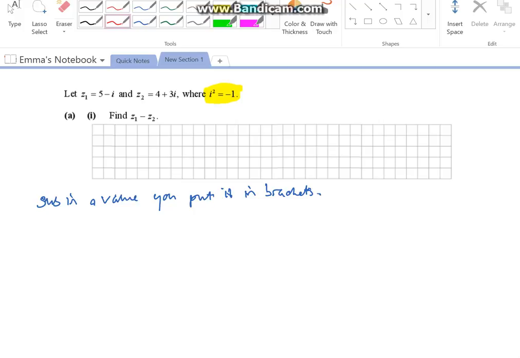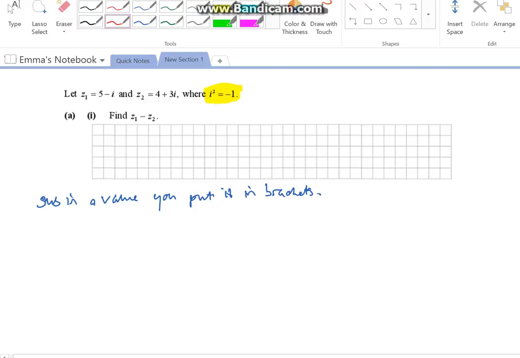Right, so we just look at this question that we have here. So this was off the 2014 exam paper. So let Z1 equal 5 minus i and Z2 equal 4 plus 3i, and find Z1 minus Z2. So it looks really easy to start with. Biggest error people are making is not putting it into brackets, and then this minus here will affect their answer. So we're going to do it the way you should do it, which is put it in your brackets.